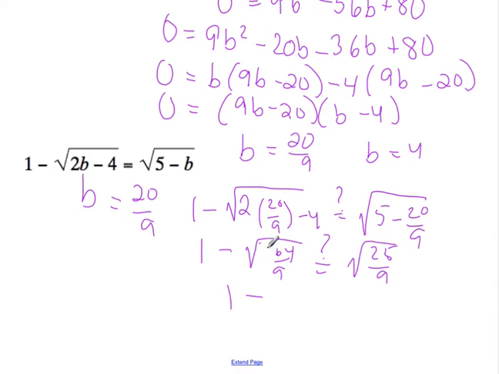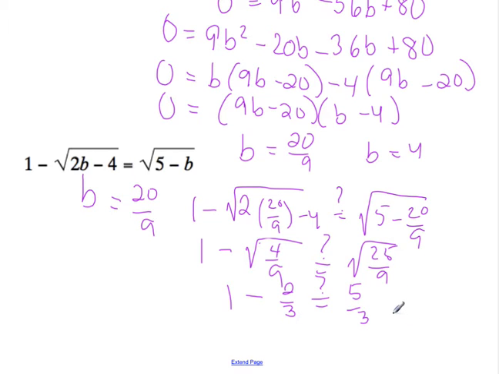Is it not 364 over 9? That is actually 4/9. Let me just double check my work. 40 divided by 9 minus 4. Yeah, something happened with my calculator. That's 4/9. So the question is, is 1 minus 2/3 equal to 5 over 3?